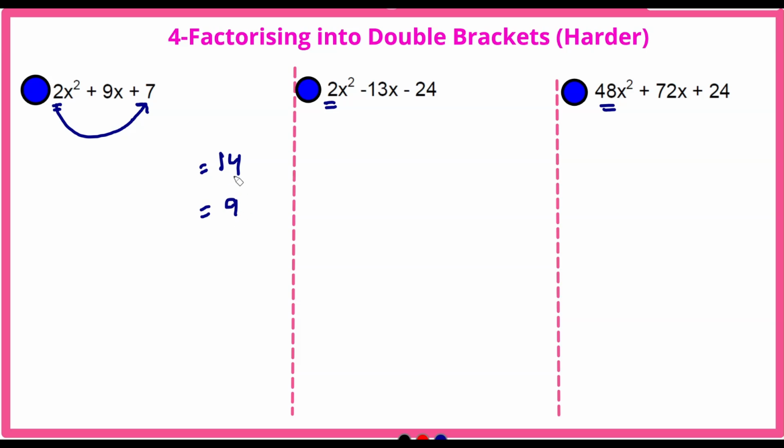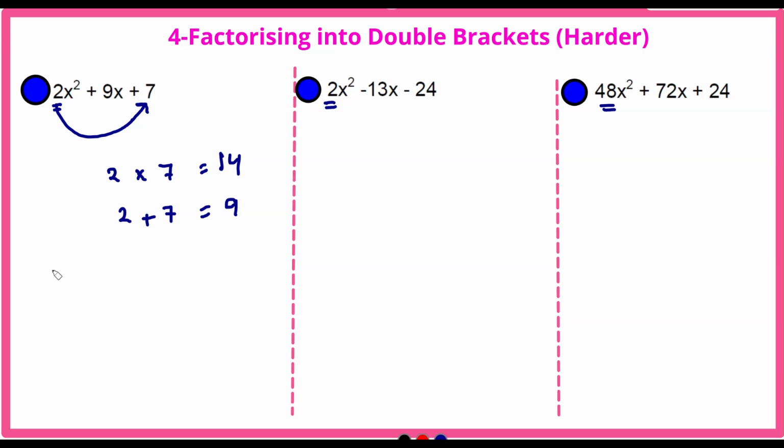So I'm looking for two numbers, I multiply them. We said that's a product. And when I add them, I get 9. So that's 2 times 7. And here 2 add 7 is 9. Right. Do I open brackets? No, I don't open brackets.